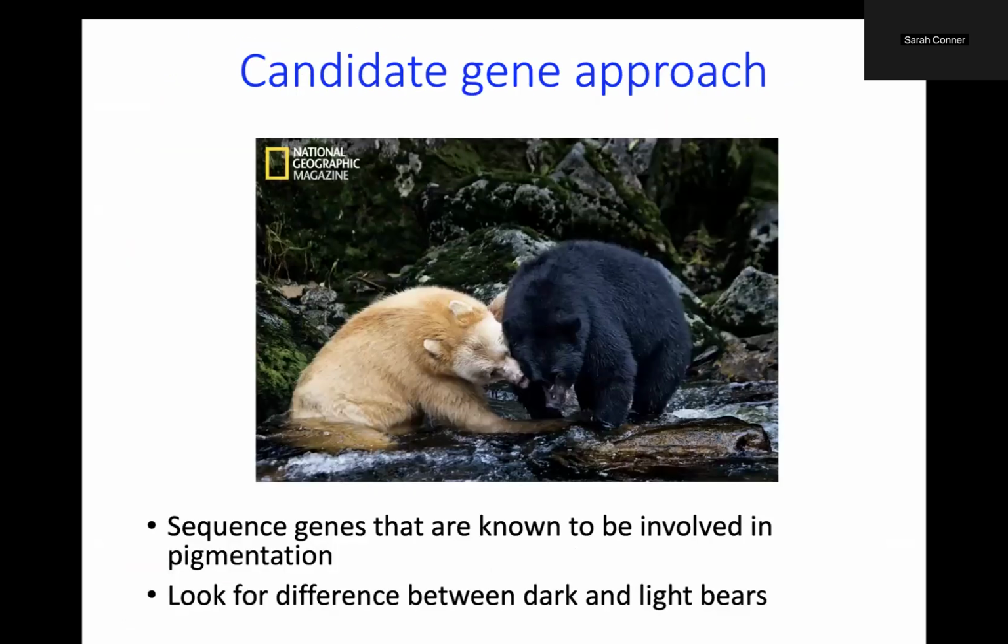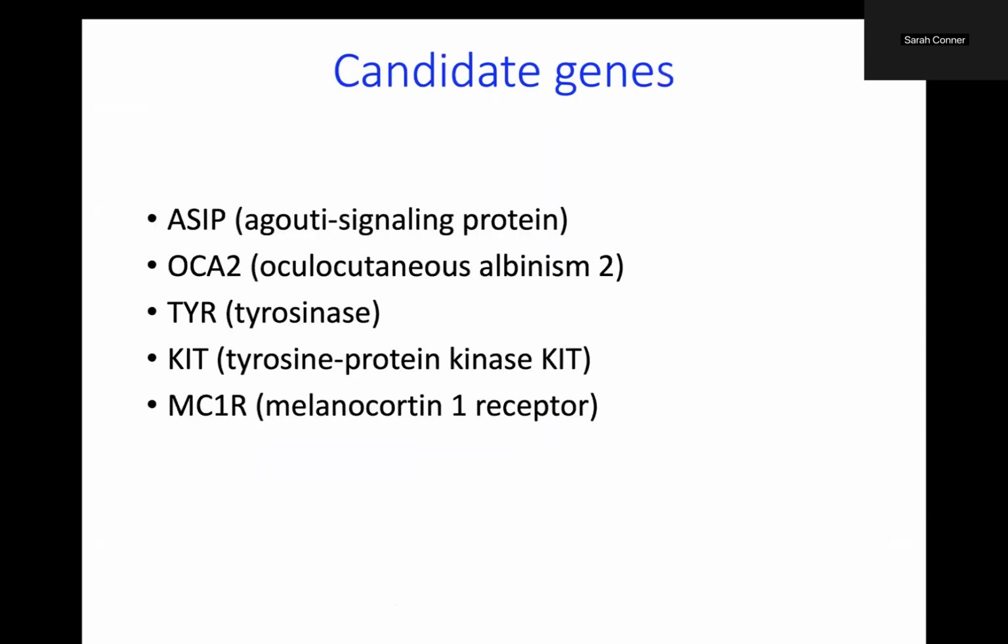So when we're looking at a candidate gene approach, this would be this particular piece. The genes are known to be involved in pigmentation, so the ones that they're studying, you look at that and look for pigmentation. If we're looking for the difference between dark and light bears, this is the study that came up. They looked at about 5 different candidate genes to determine which one of these would be the outlier or the one that causes it.